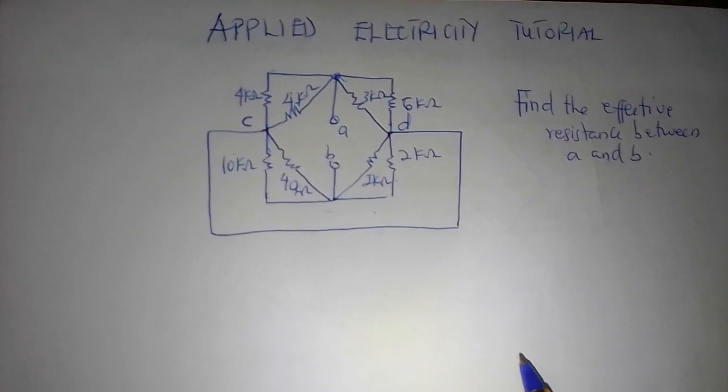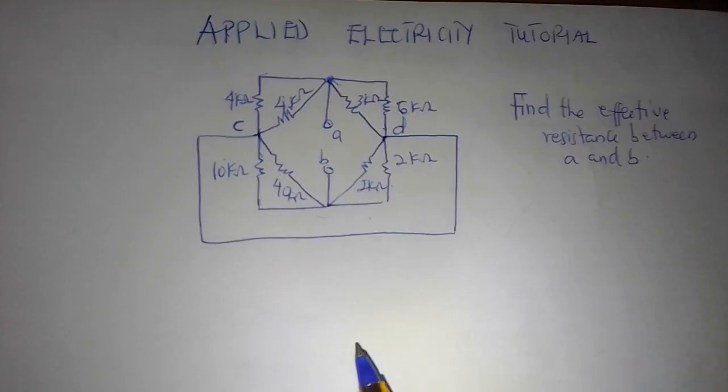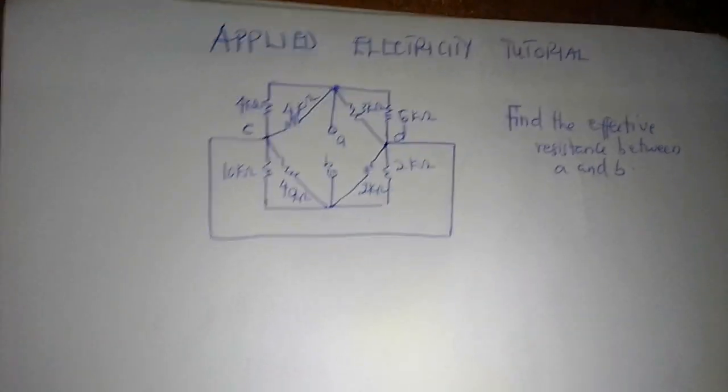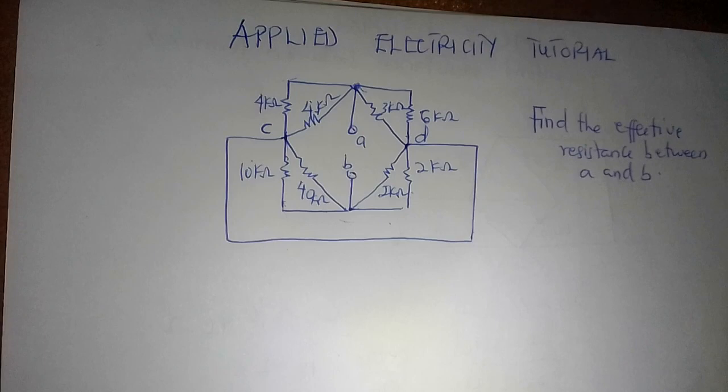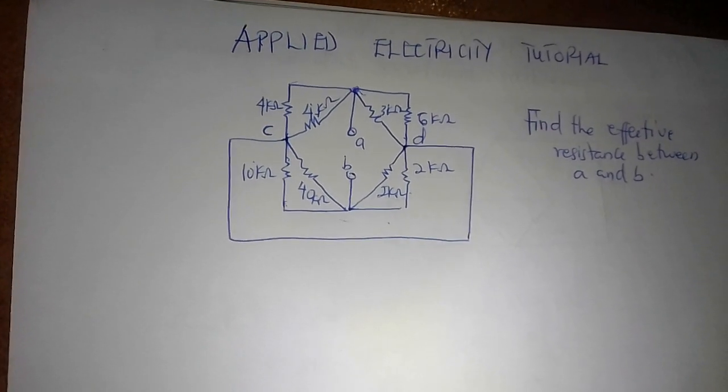And in this video, we're going to solve an applied electricity problem. This is a circuit problem with a complex network of resistors for us to find the effective resistance between A and B. Please watch the video to the end, don't skip any parts.